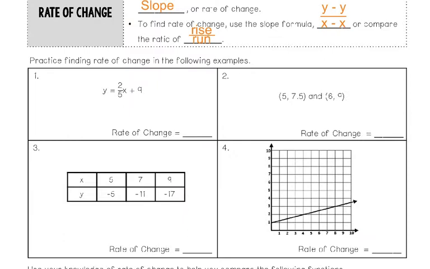Let's apply that to number 1 on your page. What is the slope in this equation? The slope is 2/5. It's the number that's next to the x. It's your multiplier. It's how the graph moves. So if we want to write the rate of change, I can write that as the fraction, 2/5, or I can write it as a decimal because that might be easier to compare. So 0.4 is the slope on this first equation.